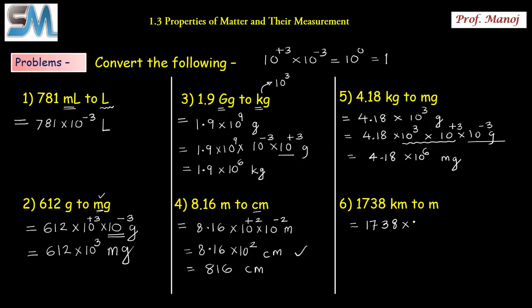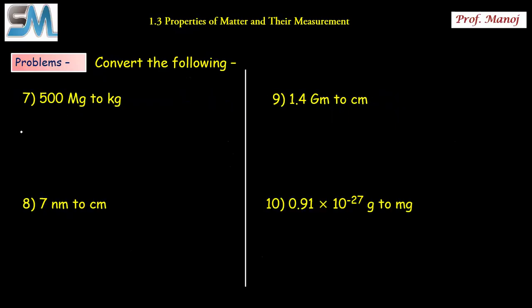1738. Kilo is 10 raised to 3. If you remove kilo and replace it with 10 raised to 3, your answer is ready: 1738 into 10 raised to 3 meter. Whenever we are doing it on the videos, all of you should pause the video, try it on your own, then only see the solution.